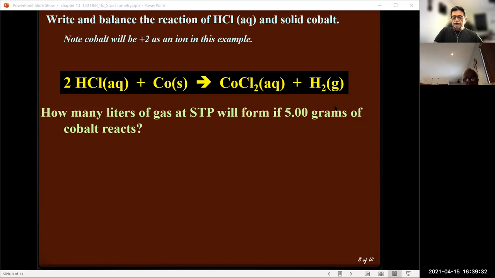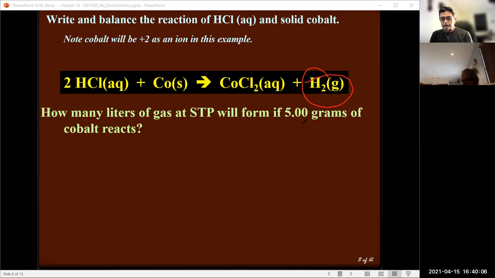Okay. So the first one tells you, how many liters of gas at STP will form if 5 grams of cobalt reacts? Well, a couple bits of information that you should know is one, the question says, how many liters of gas? So obviously they must be talking about hydrogen, right? It has to be, because the cobalt 2 chloride is not a gas. It's an ionic compound that's soluble in water. So we're talking about hydrogen.